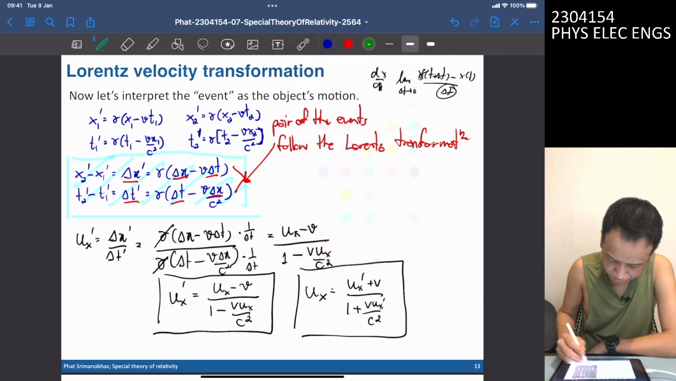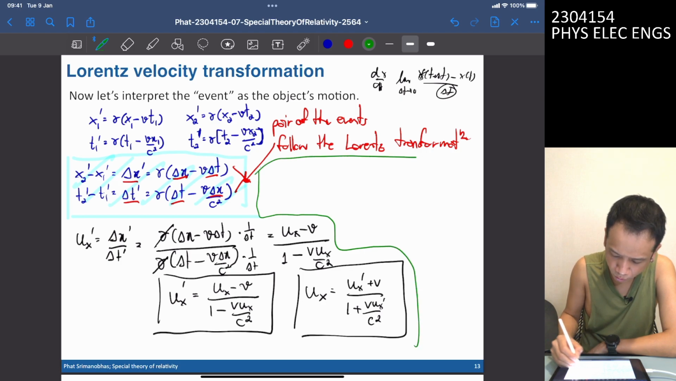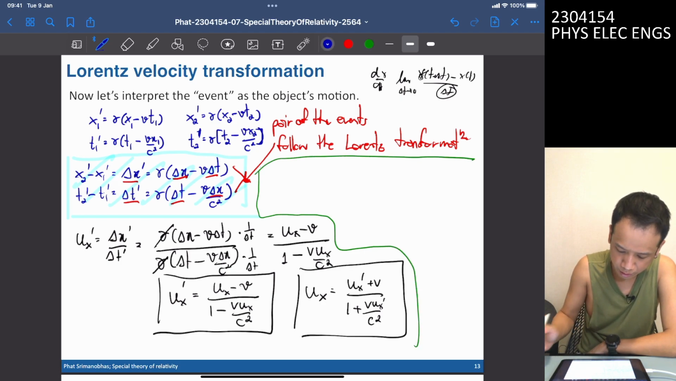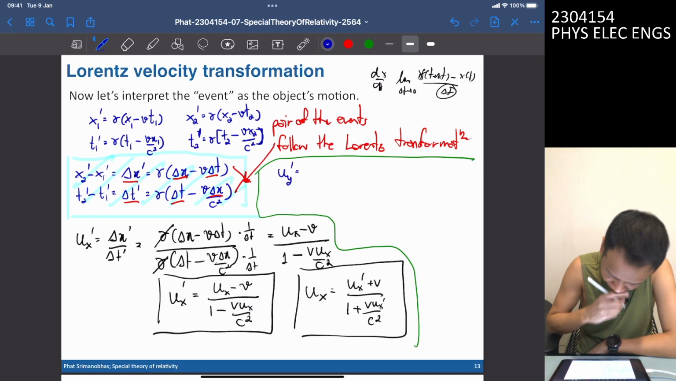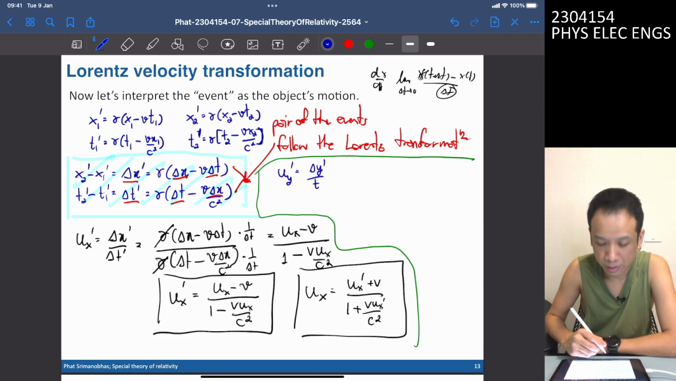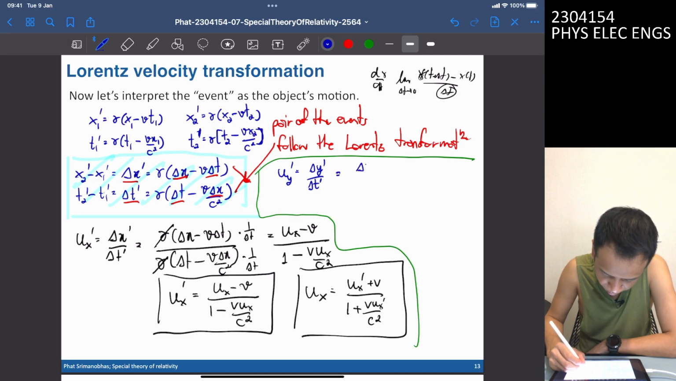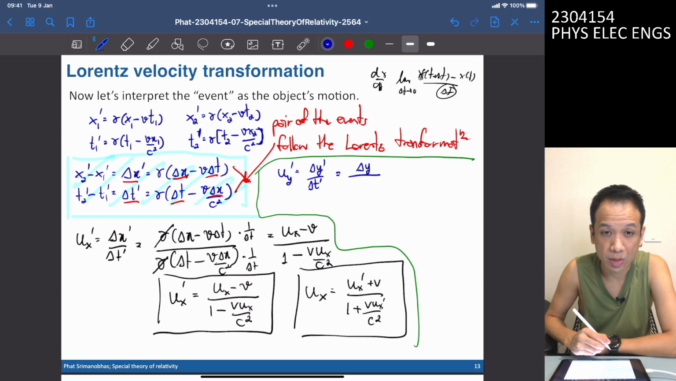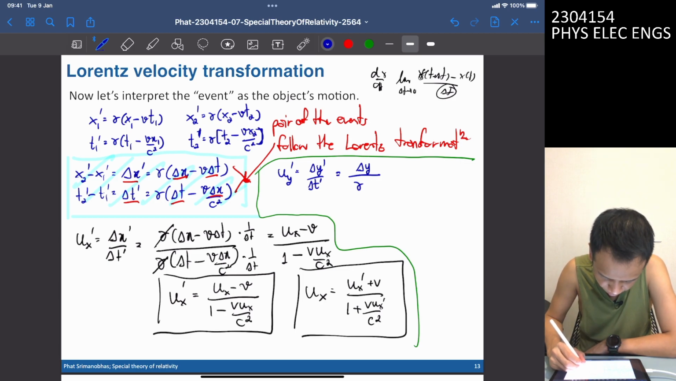Now we're talking about the x. How about y and z? So you have uy prime, which is equal to delta y prime divided by delta t prime. Delta y prime is equal to delta y, so it's the same. However, delta t prime has these factors.